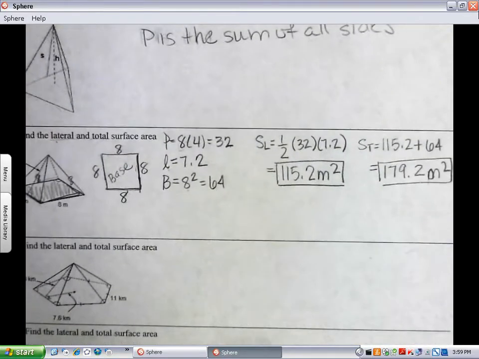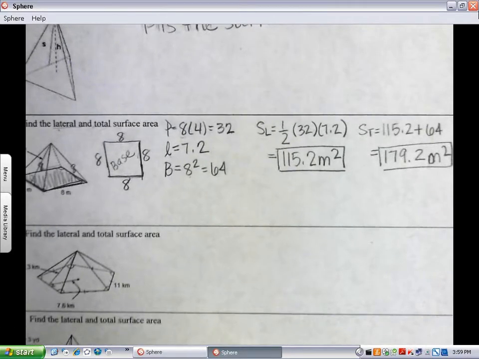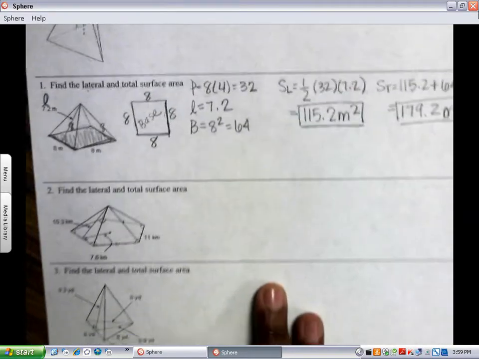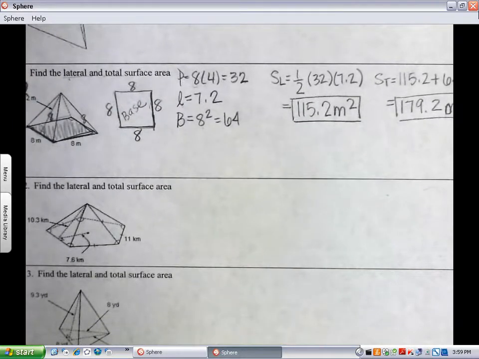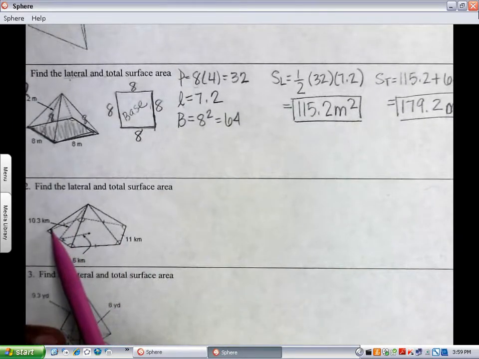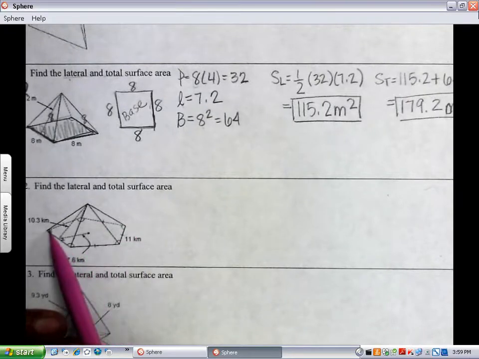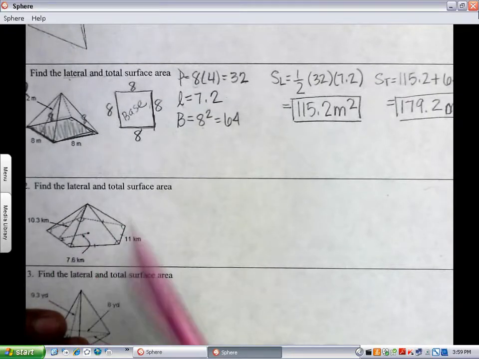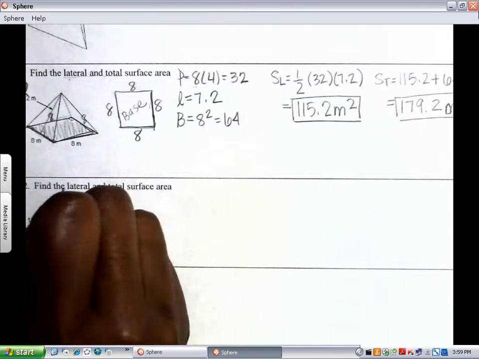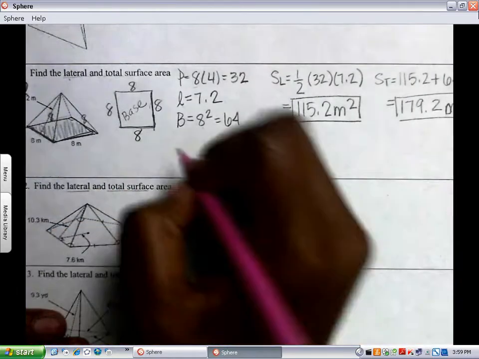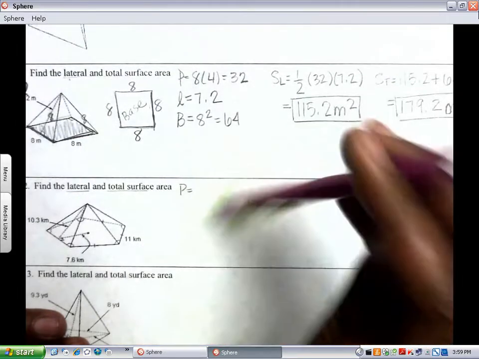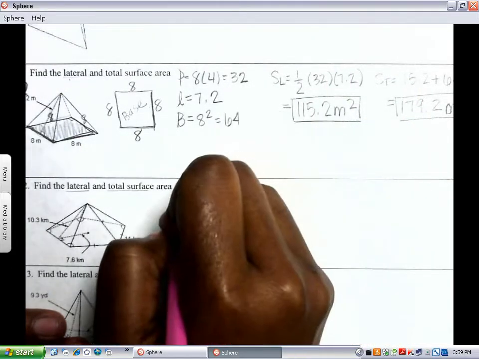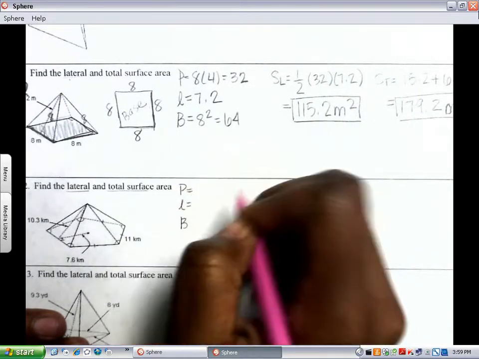Example 2. Let me make sure y'all get that whole answer. Alright, now let's look at number 2. So this time we have a pentagonal pyramid. The base is a pentagon. Okay, we're going to find the lateral and the total surface area. So you always want to first start out finding the perimeter, the slant height, and the base area.